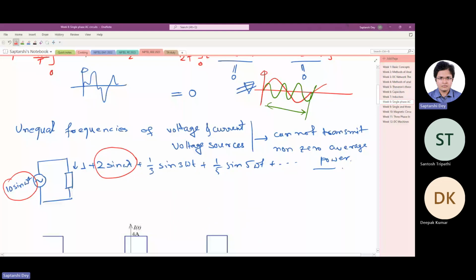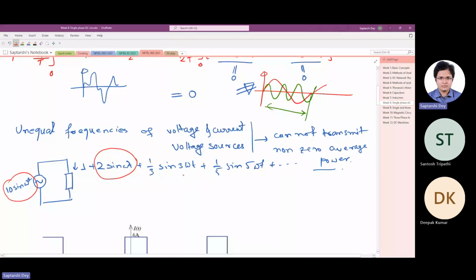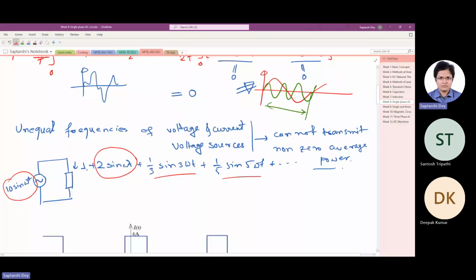And what about the other frequency components? They will also transfer power, but that will be non-zero instantaneous power. But if you find out the overall average power, the average power due to other components will be zero. Power will be only due to this 10 sin omega t voltage and 2 sin omega t current. Okay, is that clear?